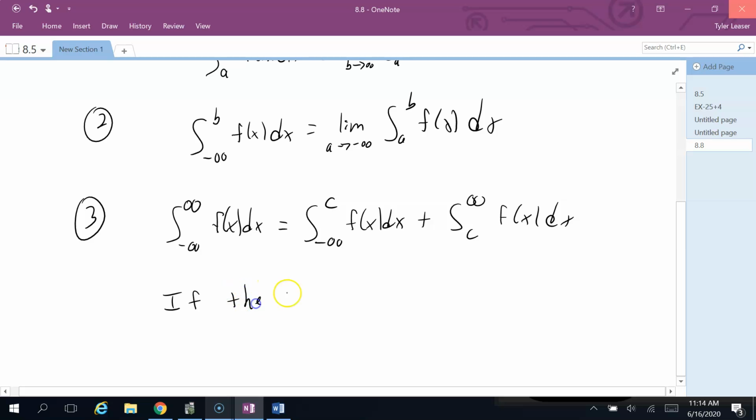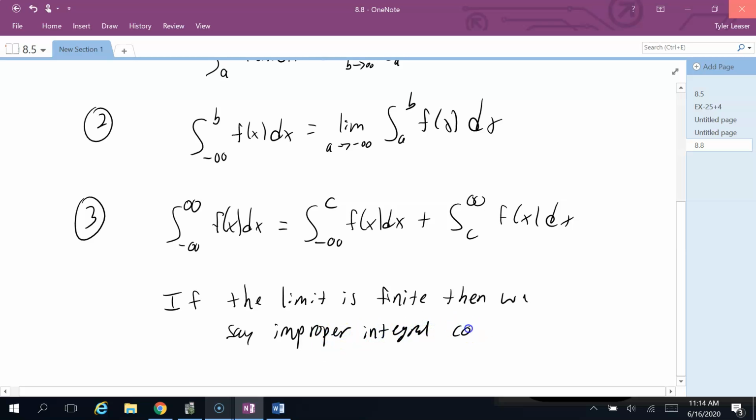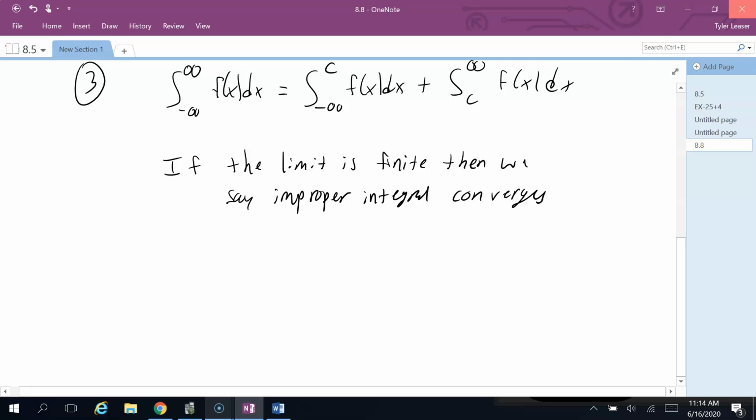If the limit is finite, then we say the improper integral converges. In other words, when we do this and we take that limit, if the limit comes out to be a number, we say it converges. If it blows up to infinity or negative infinity, we say it diverges.